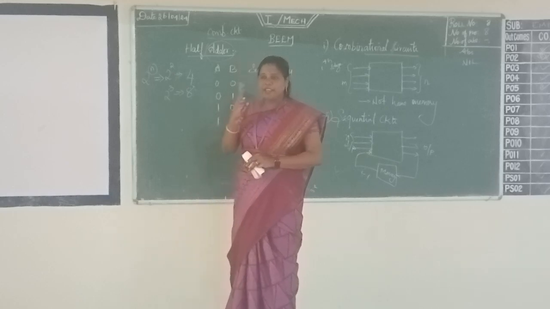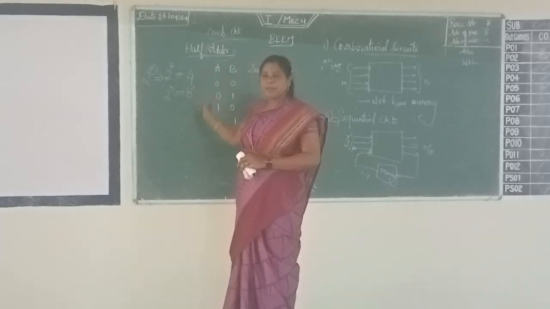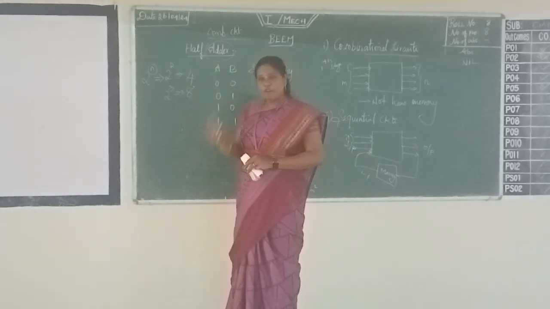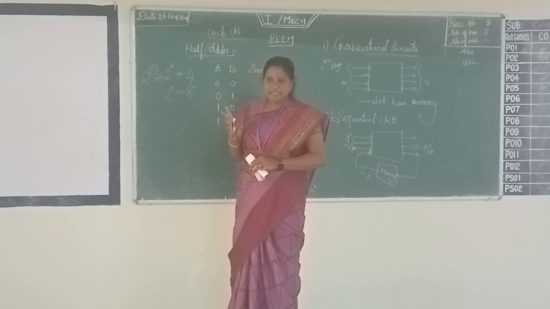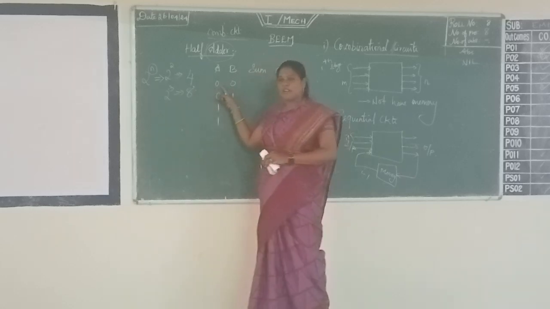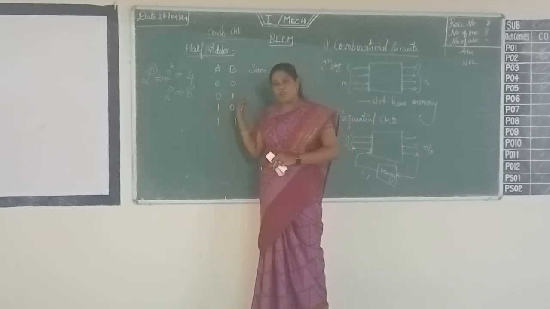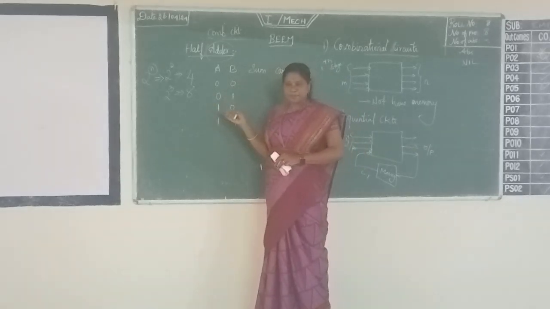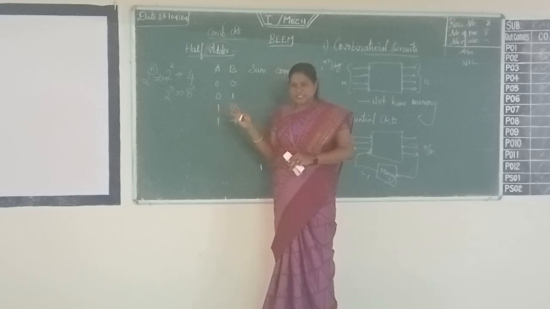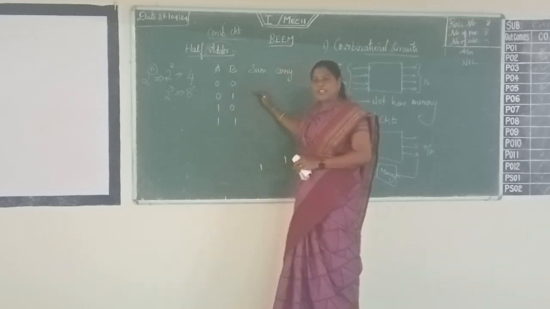For 2 inputs there is no extension. For two inputs, how many combinations are there in binary? There are 4 combinations. What are the 4 combinations? A may be 0, B may be 0, or both. A may be 0 or A may be 1, like that. So how many inputs does a half adder contain?